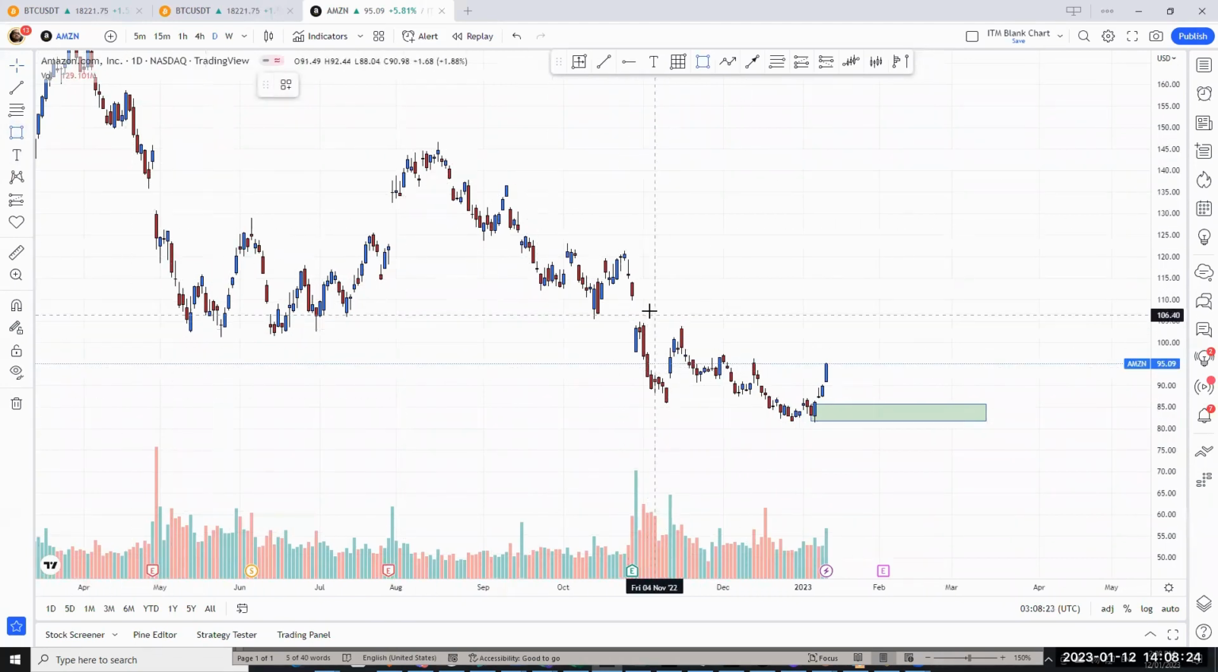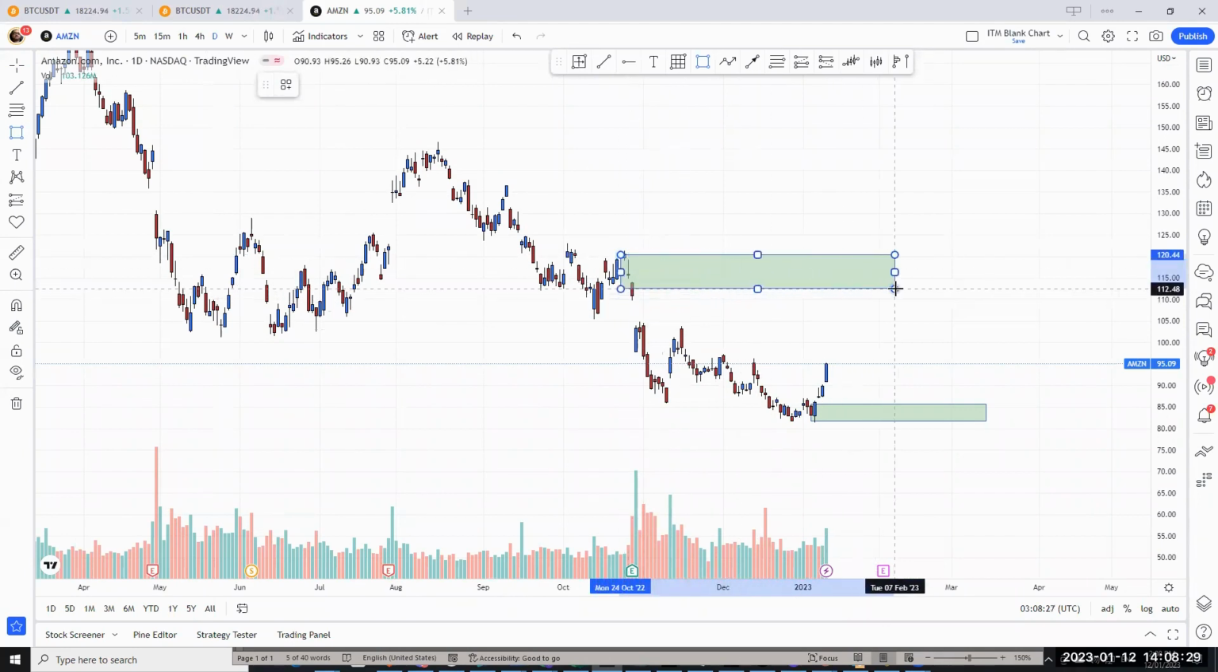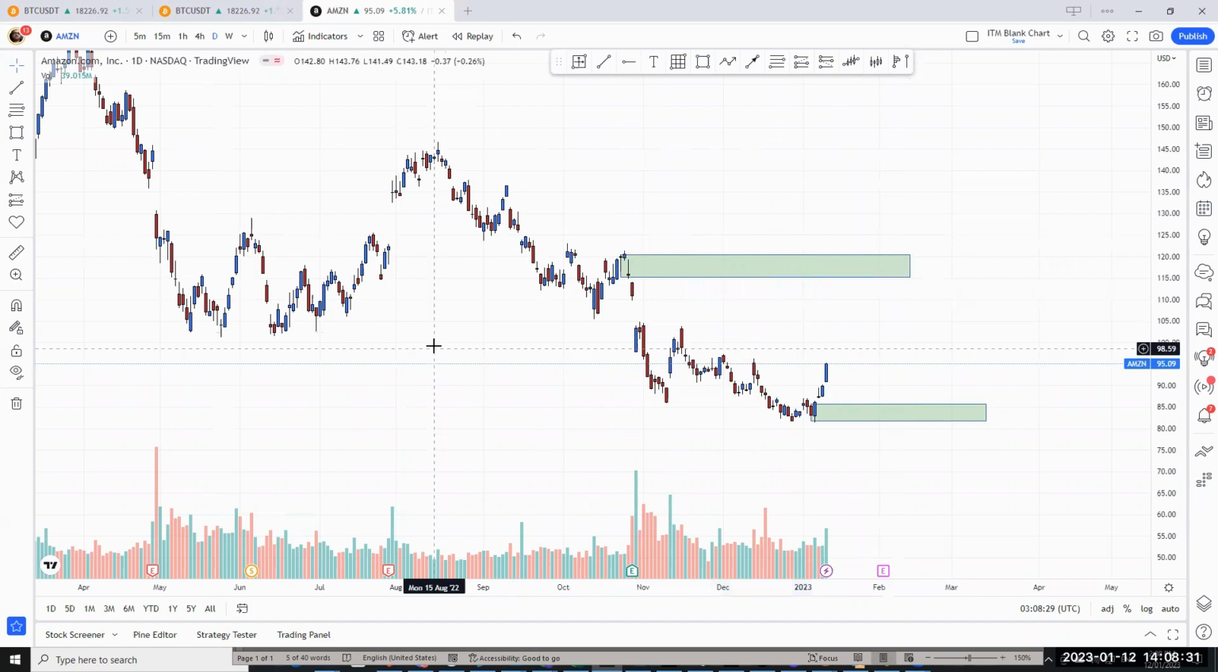From the supply point of view, this is the area we need to consider. The market should come to 120, 110, then we should be able to short from this area. So this is Amazon, and in the coming months Amazon is going to give us very, very good trade setups.